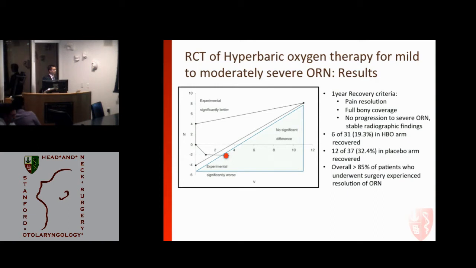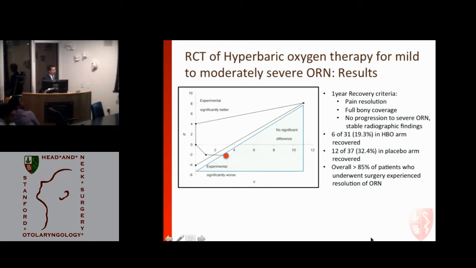And the bottom line is, very quickly in this study, you see this red dot here, it falls within this blue triangle, which means ultimately that the patients in the group receiving HBO started to fare worse than the patients who did not receive HBO. And by 1 year follow-up, 19% of patients that received HBO had recovered fully from their ORN, whereas 32% in the placebo arm had. So the bottom line is it just showed that it clearly had no superiority to administer HBO over what was called placebo in this group.